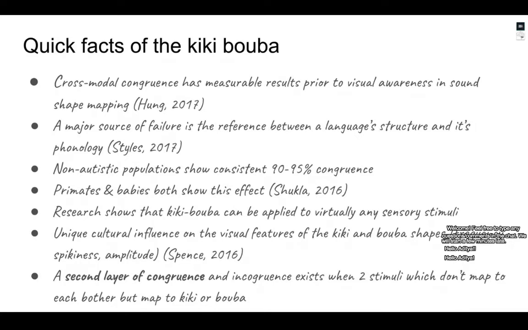So it turns out that we can actually extend this whole paradigm and compare all sorts of stimuli and classify them as either Kiki or Bouba. And that's actually where the application lies. A second layer of congruence and incongruence between two stimuli. Let's look at what that means.